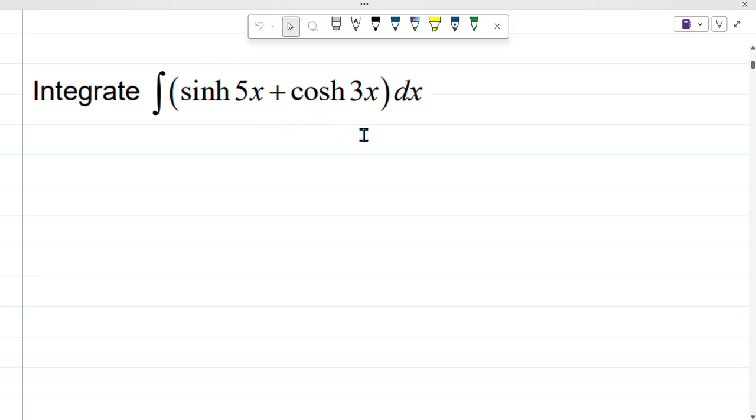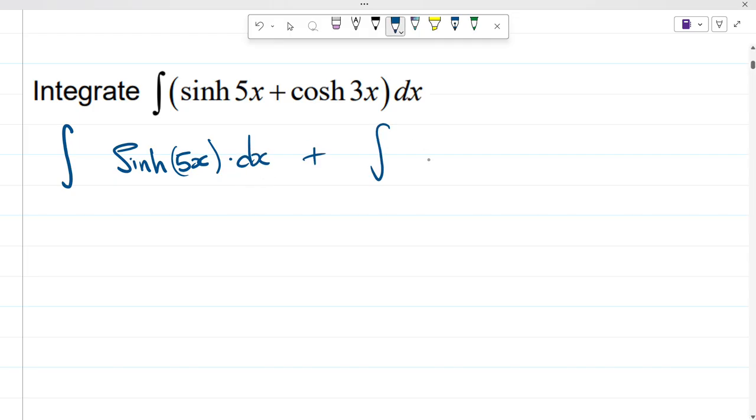When we integrate this, the first thing I can do is split them to avoid confusion. So I'm going to split these two terms, for each to have its own integral. So this is going to be the integral of hyperbolic sine of 5x dx plus the integral of hyperbolic cos of 3x dx.